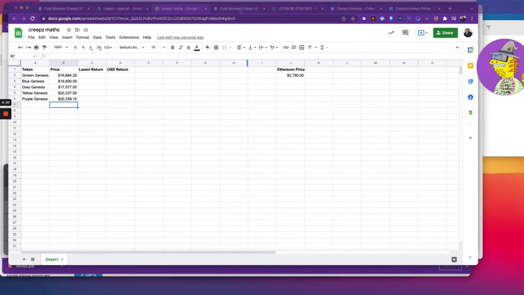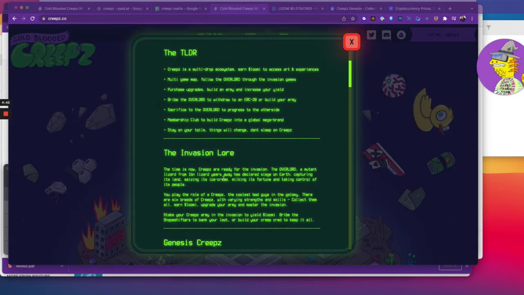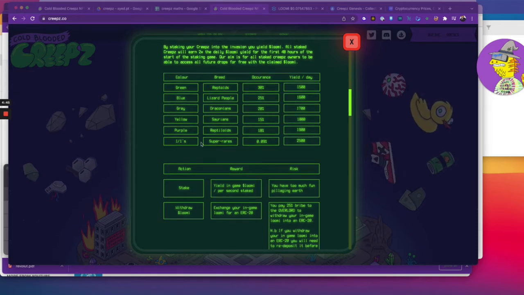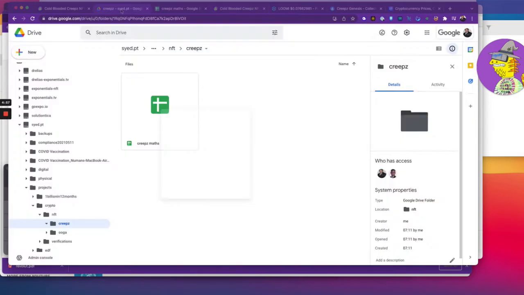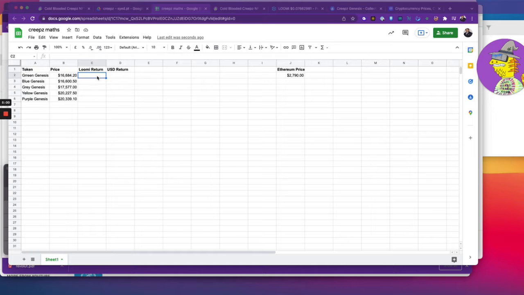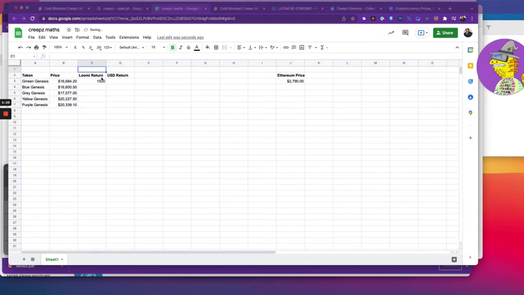And the Lumi return, according to their guide here, is green 1500, purple 1600, gray 1500, blue 1700, yellow 1800, and purple 1900. Okay, so let's put in 1500. Let's put in another column: daily return in USD.